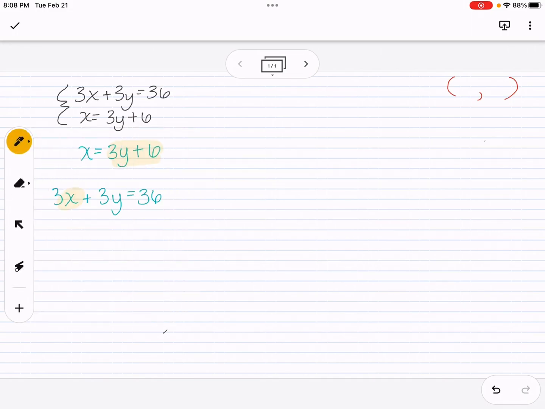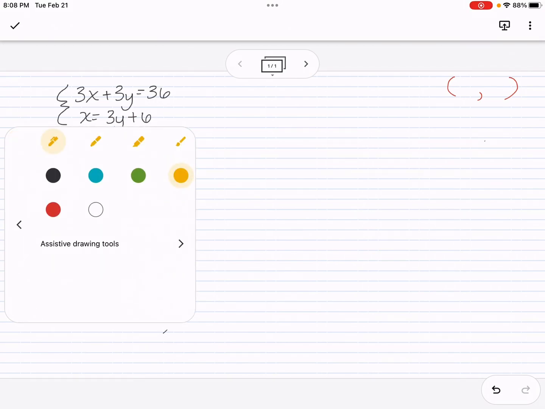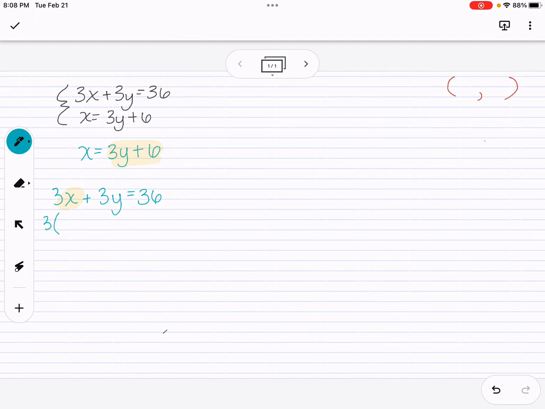Why are we doing that? Well, we want the x to go away, right? The reason for that is we cannot actually solve this unless we only have one variable. So basically what we're doing is substituting, replacing, so that once we substitute, we're only left with one variable. Let's see how that looks. Instead of x, I'm going to plug in what x was equal to, 3y plus 6. And then I'm just writing the rest of the equation.